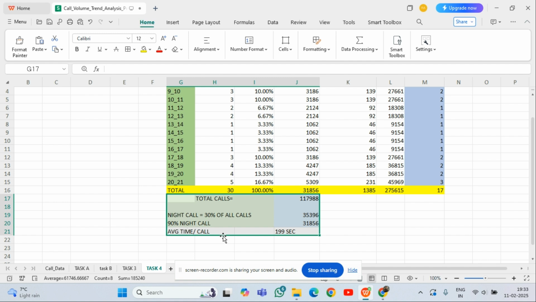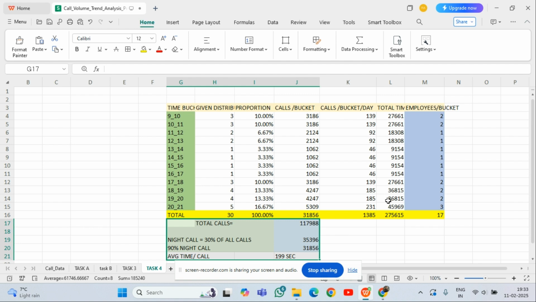So what we have to do is make sure 90% of all the night calls get answered. So 90% of the night calls will be 31856. Average time per call will be 199 seconds. It will remain the same. This is how we're going to calculate it.